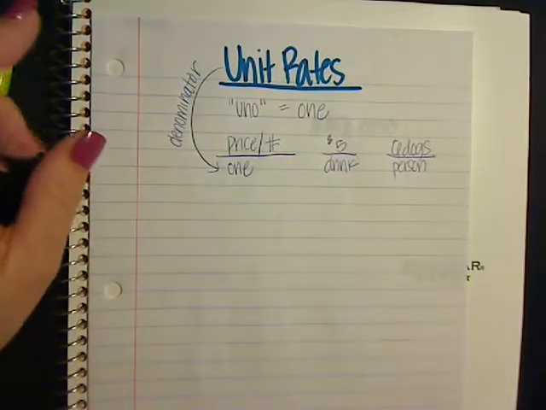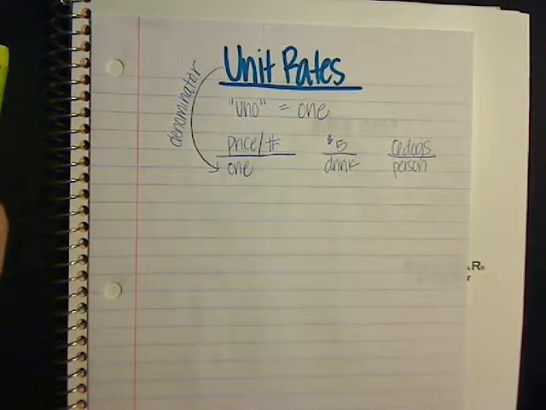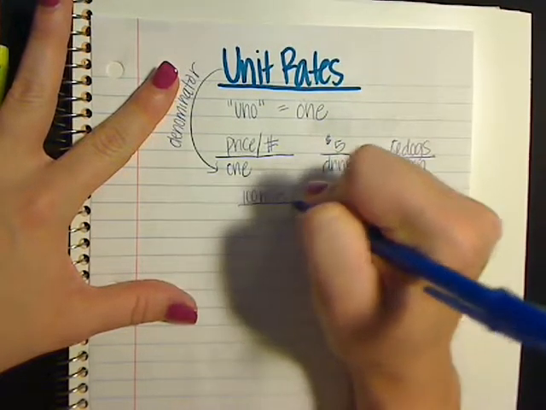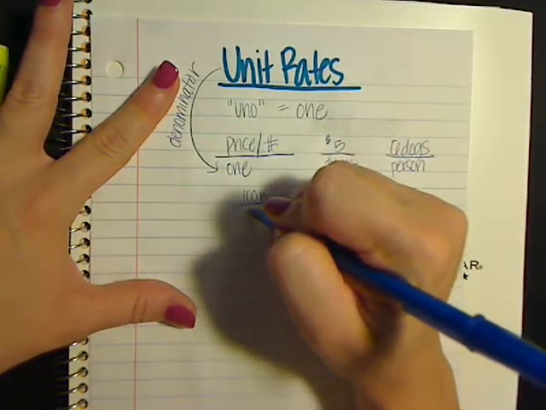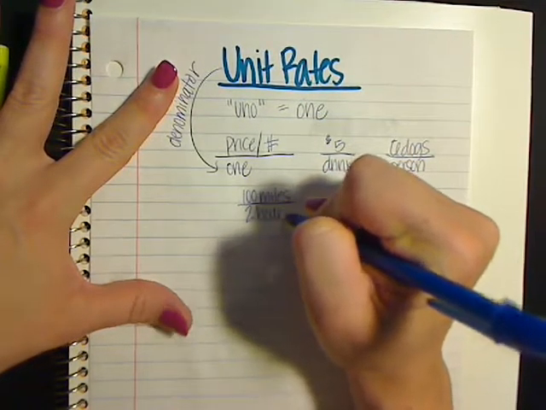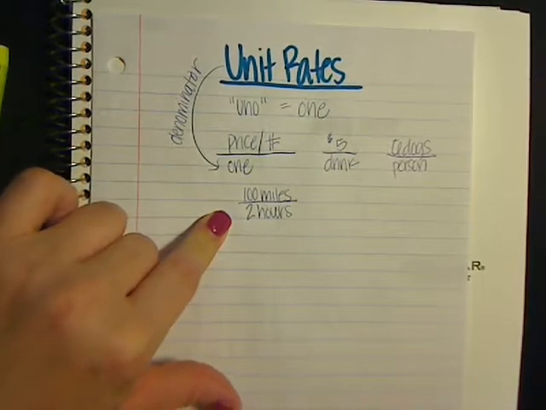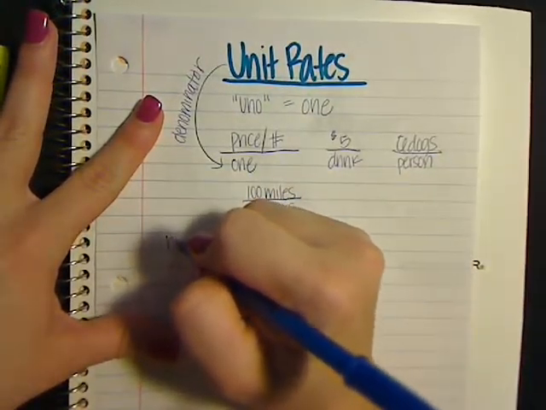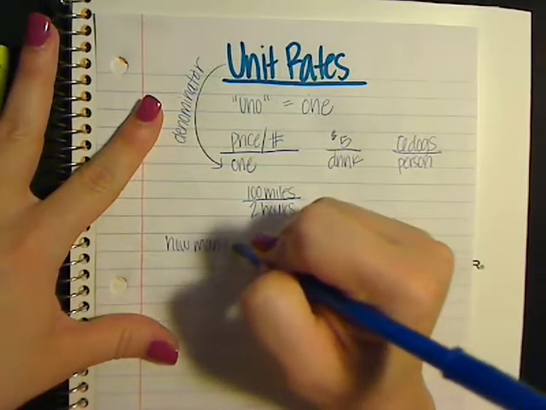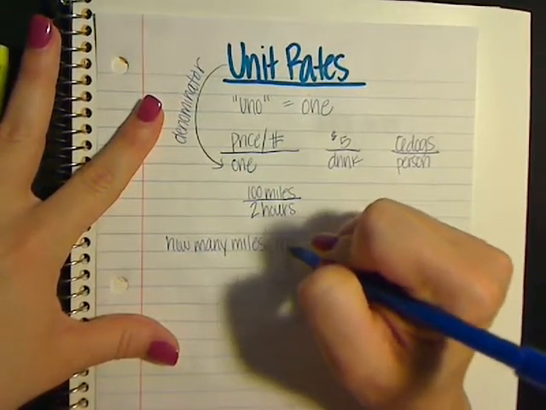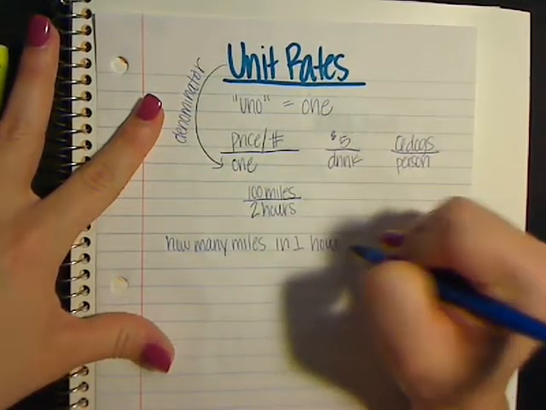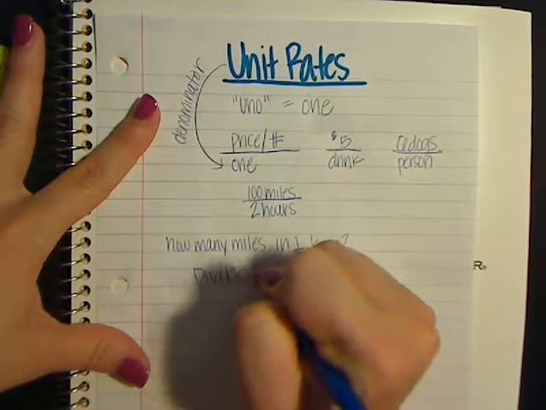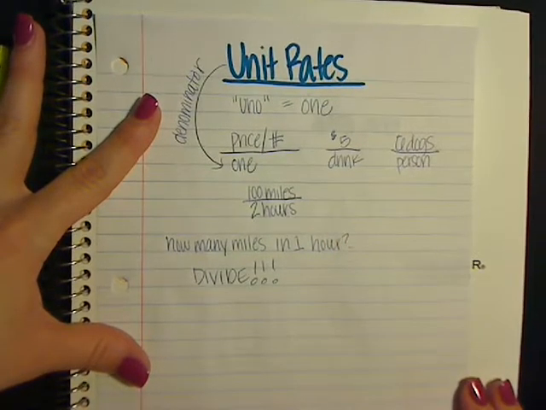Okay, so for instance, if we pull back in our example from our rate notes, there was 100 miles for every 2 hours. So they went 100 miles in 2 hours. If I wanted to change this to a unit rate and find out how many miles in 1 hour, what would I do? Well, what you're going to do is divide. That's all we're doing to find a unit rate, is dividing.